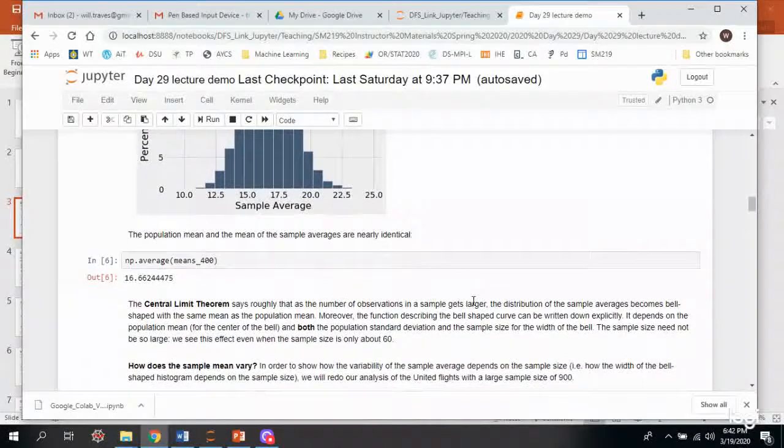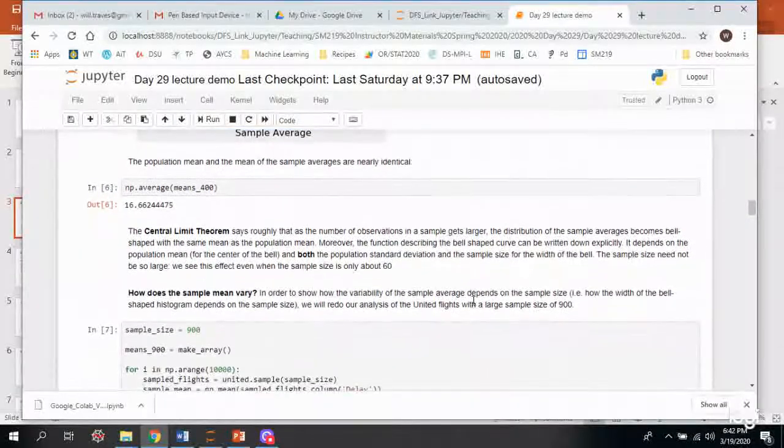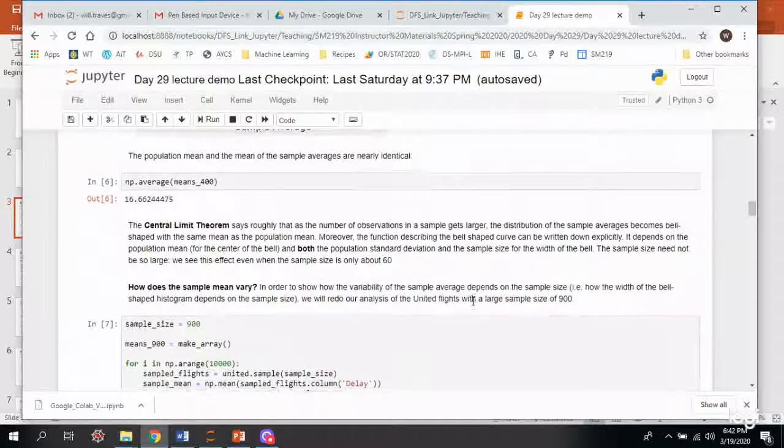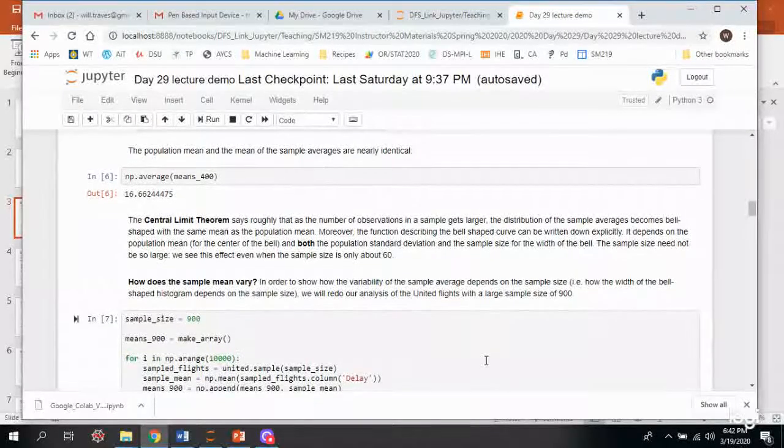The central limit theorem says roughly that as the number of observations in a sample gets larger, the distribution of the sample averages becomes bell-shaped with the same mean as the population mean. And that's what we've just observed in this previous example. Moreover, the function describing the bell-shaped curve can be written down explicitly.